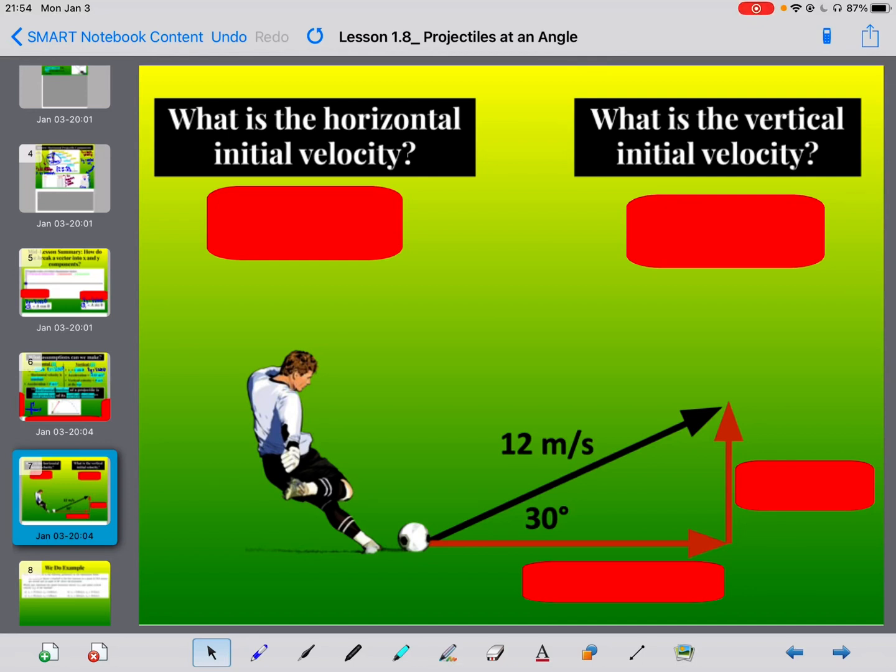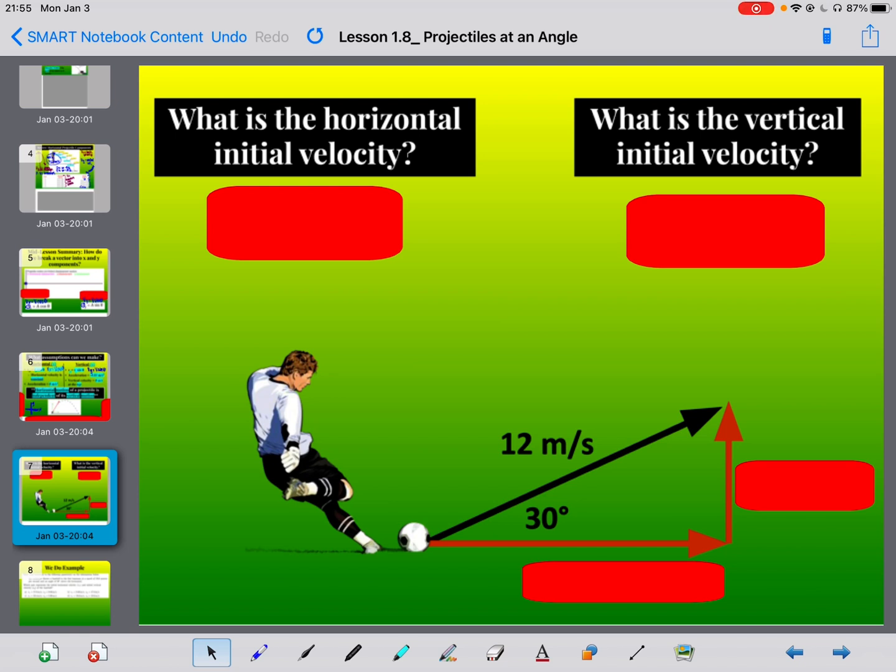Lesson 1.8, projectiles at an angle. So this is the I do example, so you'll watch me do it. What are the initial horizontal and vertical velocities of a soccer ball after it has been kicked with an initial velocity of 12 meters per second and an angle of 30 degrees to the horizon?